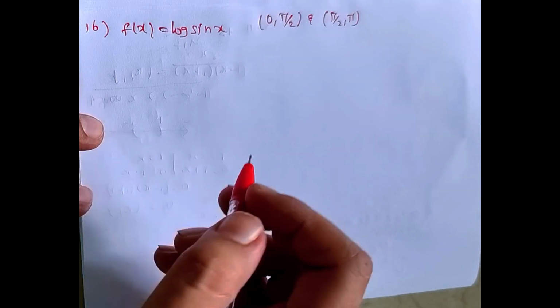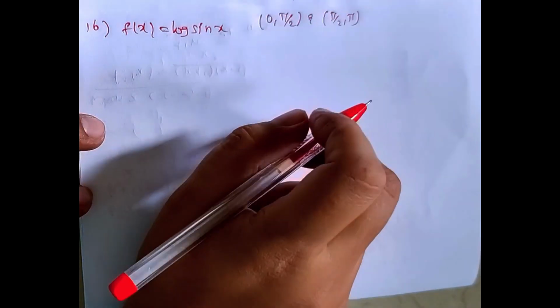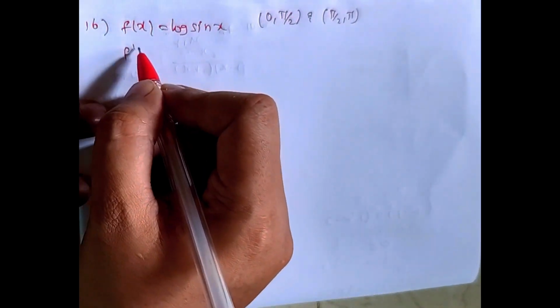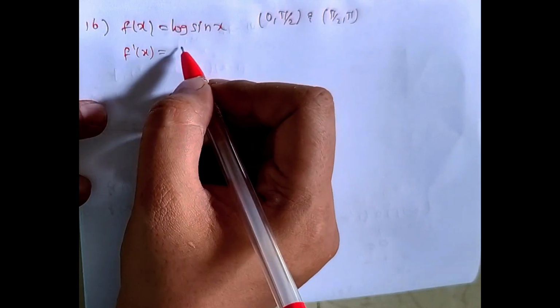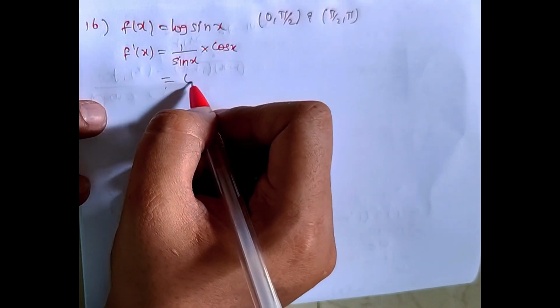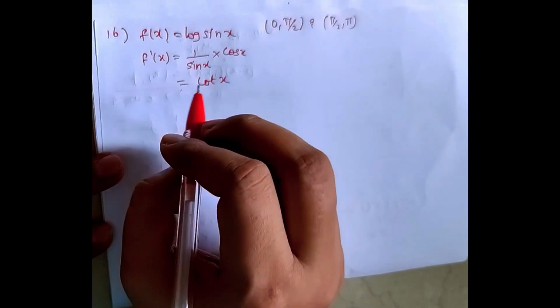Question number 16, the function they have given us is log sin x. We need to show that this is strictly increasing on the interval 0 comma pi by 2 and strictly decreasing on the interval pi by 2 comma pi. First of all, let us find the derivative. So log of sin x, so 1 by sin x into derivative of sin x, which is cos x. So cos by sin is cot x.